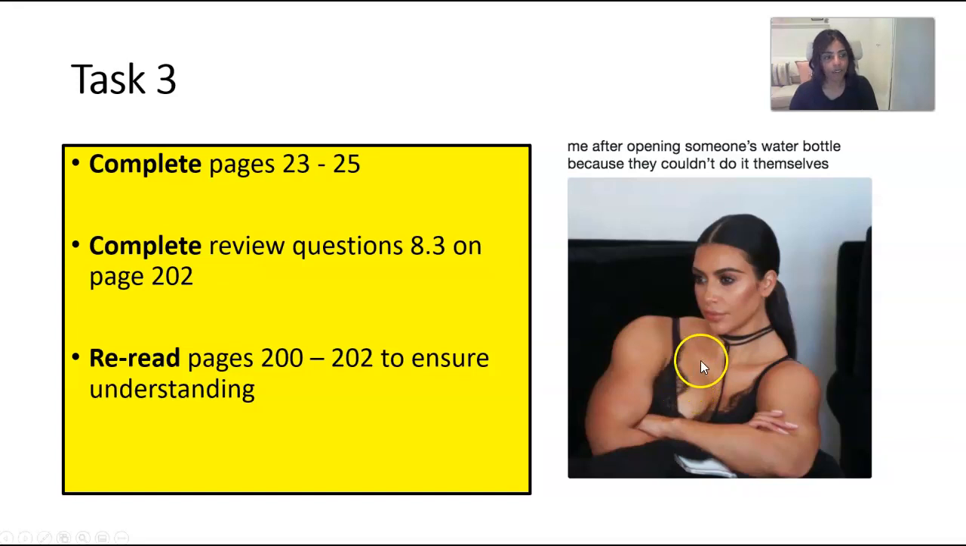Okay, so that's the end of this lesson. What I'd like you to do is to complete pages 23 to 25 of your class notes, and please complete questions 8.3 of the textbook found on page 202. I would also like you to reread pages 200 to 202 so that you get a really good understanding of what we've talked about, and you can visualize each of these muscles and how they move.